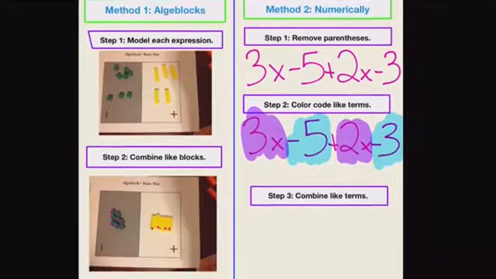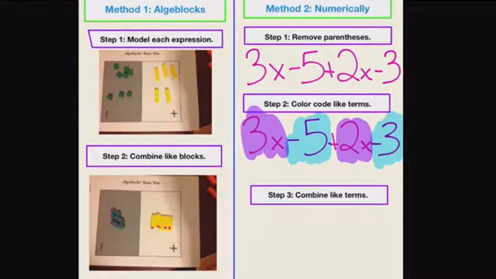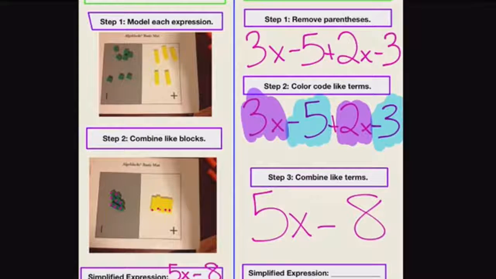And then let's go ahead and combine like terms. 3x plus 2x gets me 5x. Minus 5 minus 3 gets me minus 8. So my simplified expression is 5x minus 8. So again, you can see that we get the same final answer both times, so we know we've done it correctly.